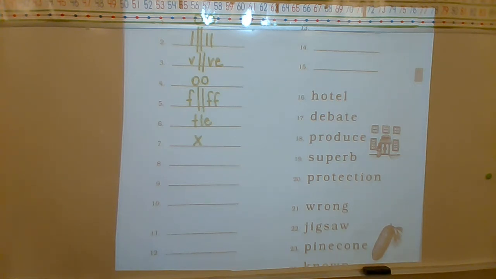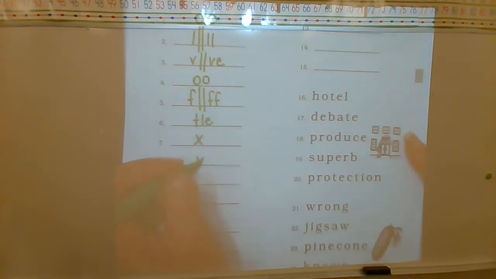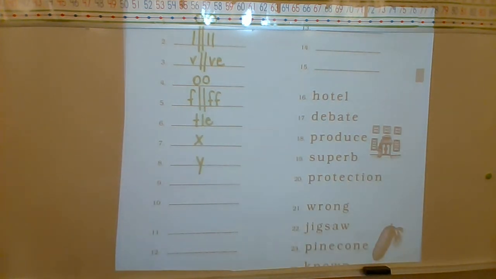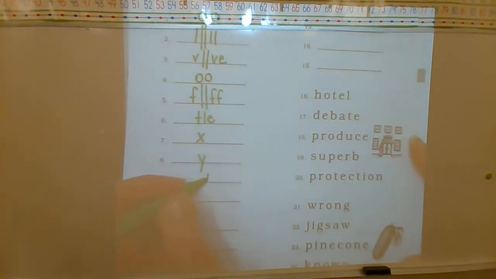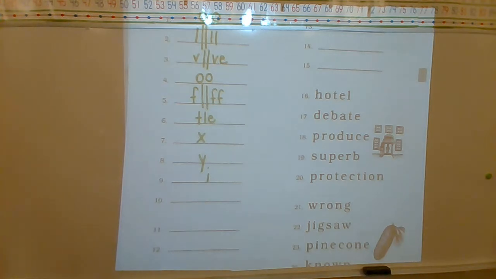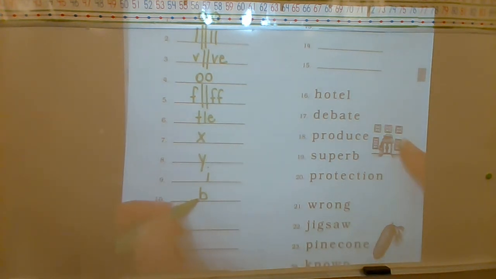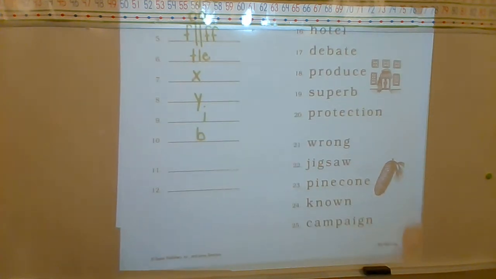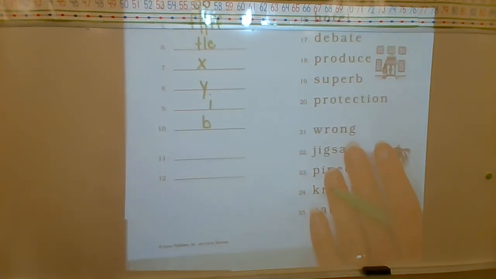Number eight, echo y. Write the letter beside number eight that makes the y sound. That's right, letter Y. Number nine, echo I. Write the letter beside number nine that makes the I sound. And it is letter I. Number 10, echo B. Write the letter beside number 10 that makes a B sound. That's right, letter B.